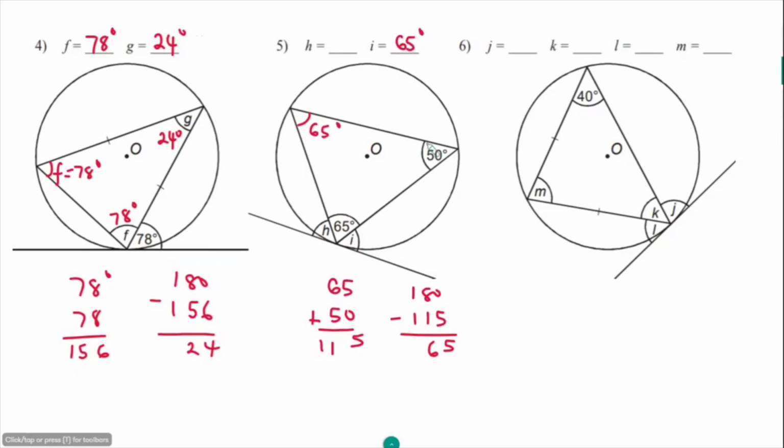We already know that this angle 50 degrees is alternate segment to angle H, so H is going to be 50 degrees as well. Okay, all right, so we move on to question 6 now. We've got some angles J, K, L, M that we need to find. We're going to have a triangle here, an ellipse with a circle, and then you've got a tangent here.